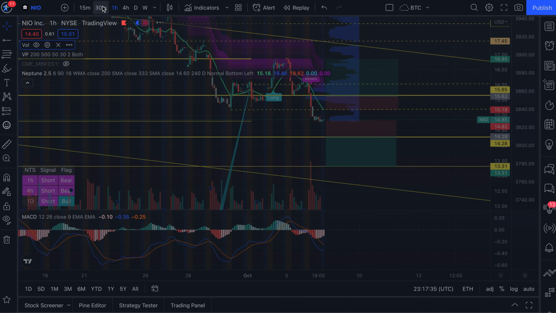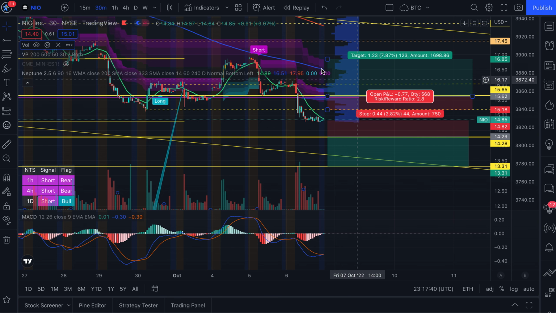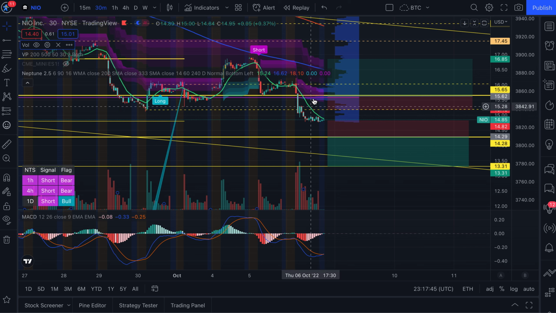And those are all bears. Maybe it's bullish on the daily flag. Okay, there we go. So there's the first one, which is the 200. So this is the 16. This is the 200, and then the red one is the 333. So the 100 and the 50 are going to be somewhere in between here.